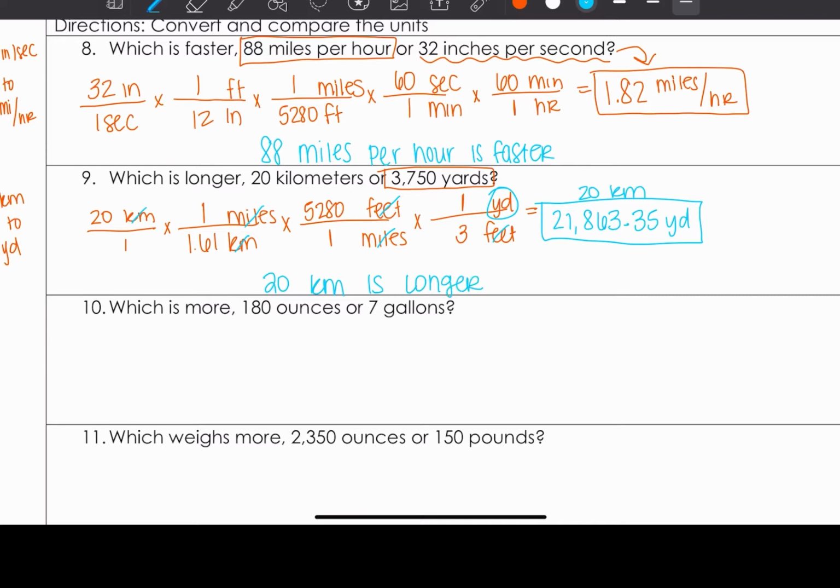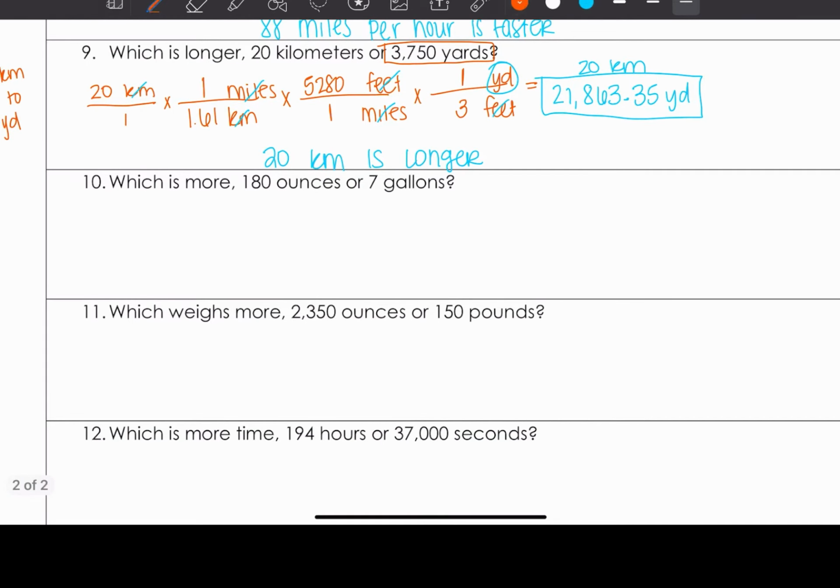Next, which is more, 180 ounces or 7 gallons? We're going to change our gallons to ounces. So we're going to keep the 180 and change the 7. So 7 gallons. We're going to change gallons to quarts, quarts to pints, pints to cups, and cups to ounces.